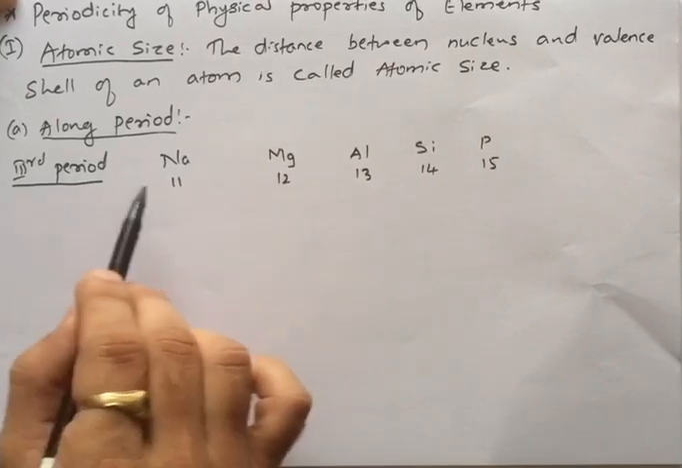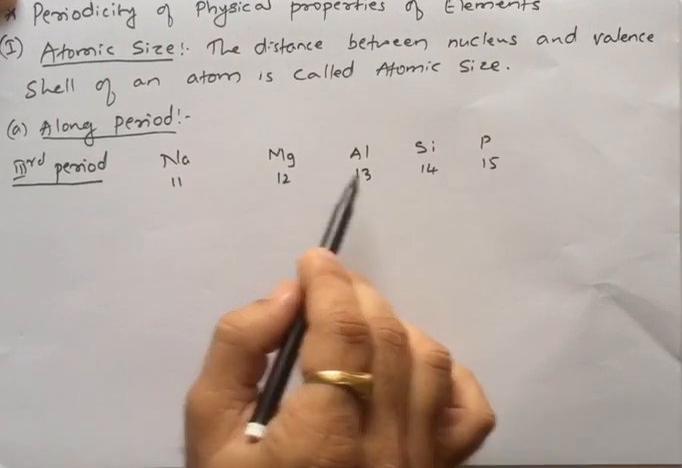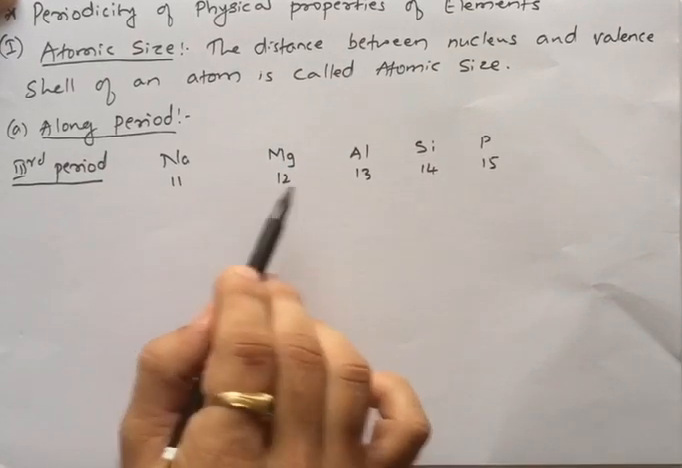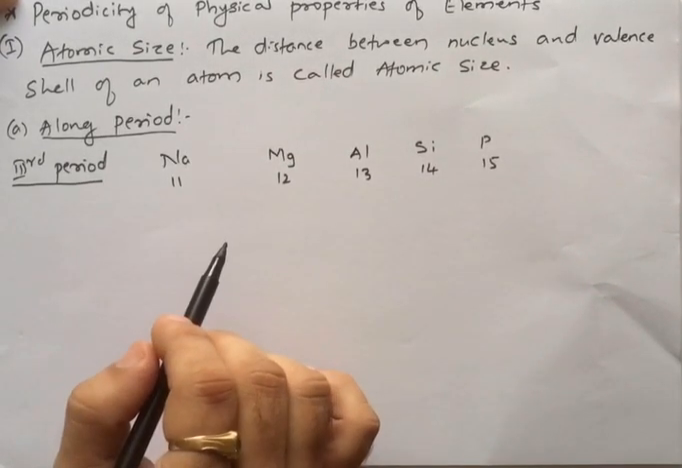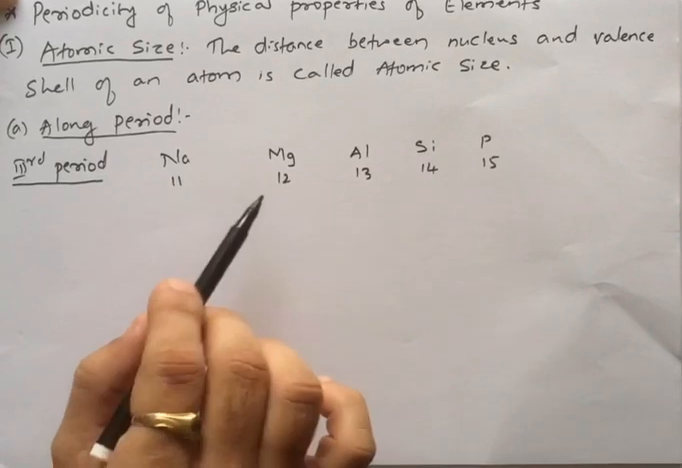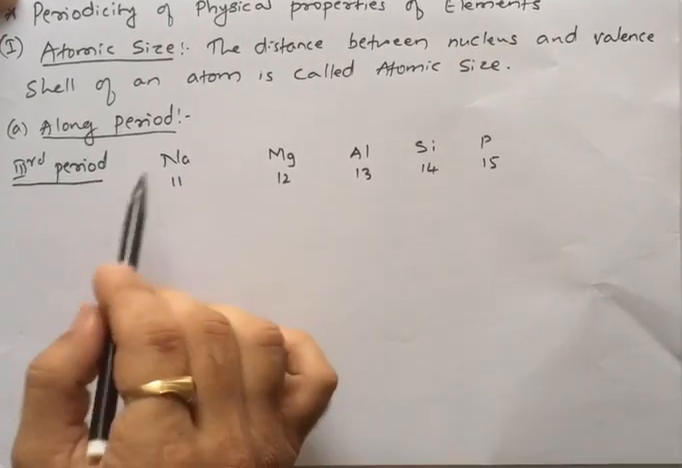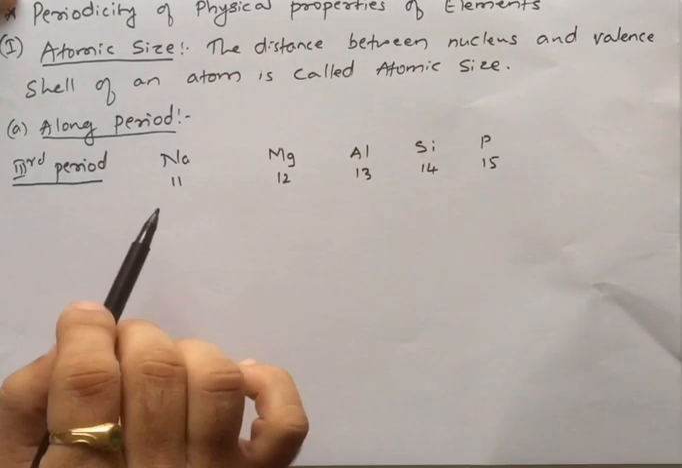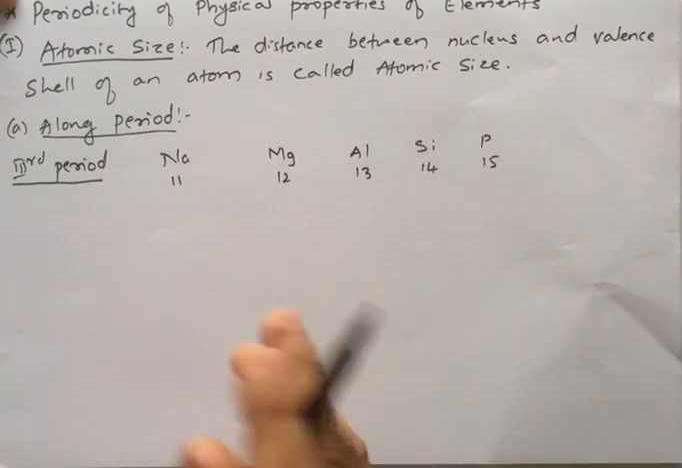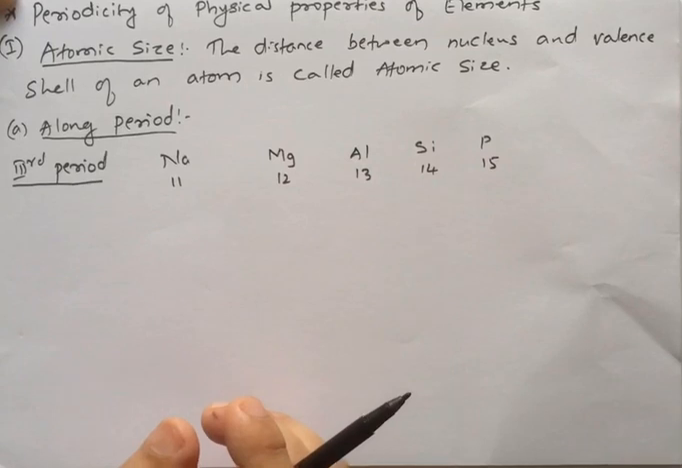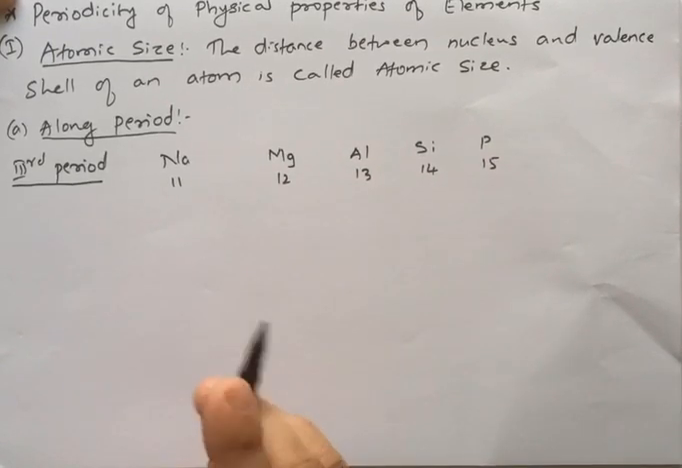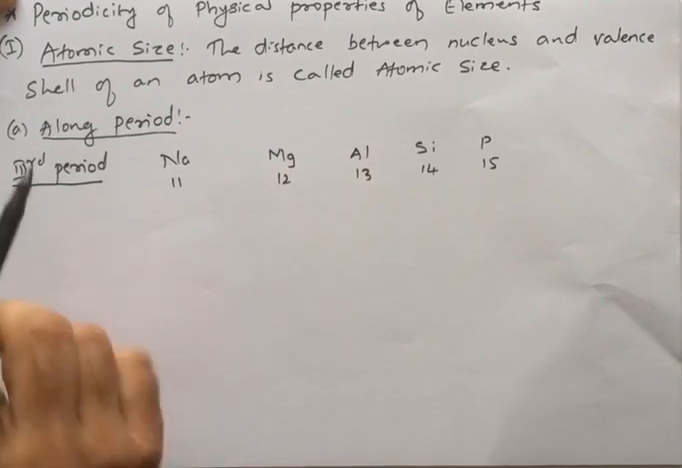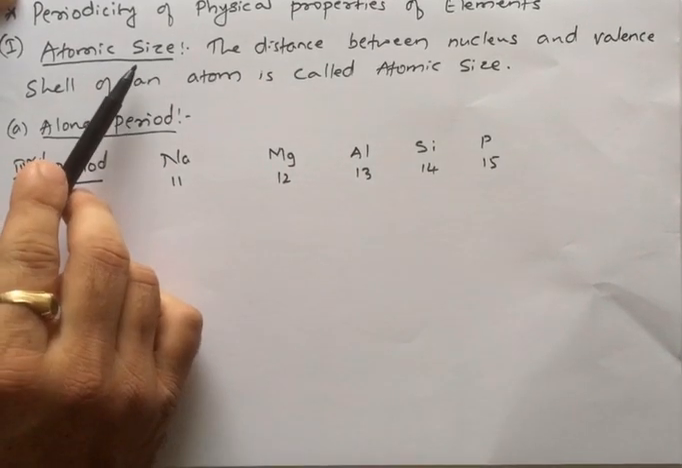It is in the third period, so here 3 orbits are there, here also 3 orbits are there, here also 3 orbits are there. But number of electrons and number of protons are increasing. Yes or no? If number of protons and number of electrons are increasing and number of orbits remains the same, then what happens? Nuclear charge increases, then nuclear attraction increases. Correct or no? If nuclear attraction increases, the valence shell will contract, and due to which atomic size will decrease.